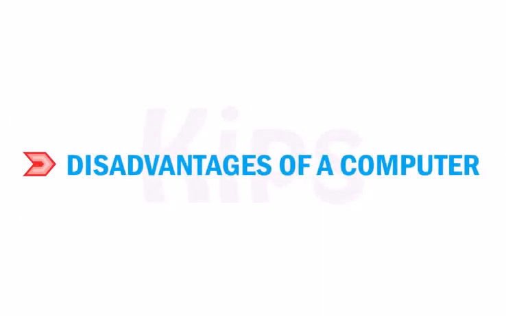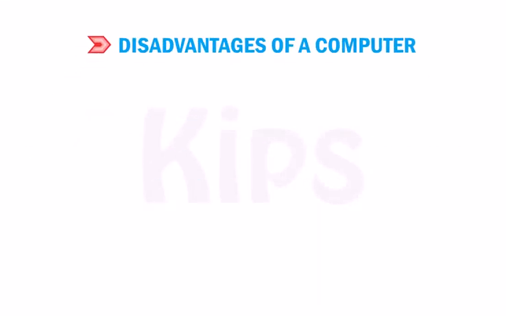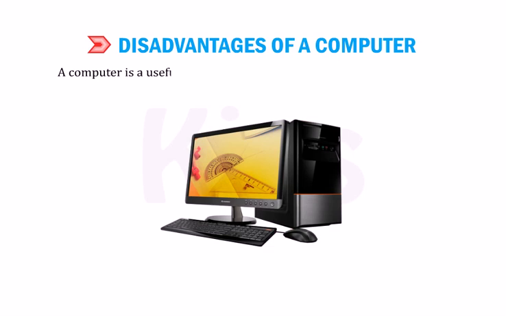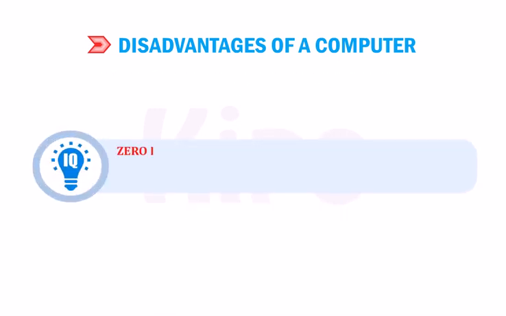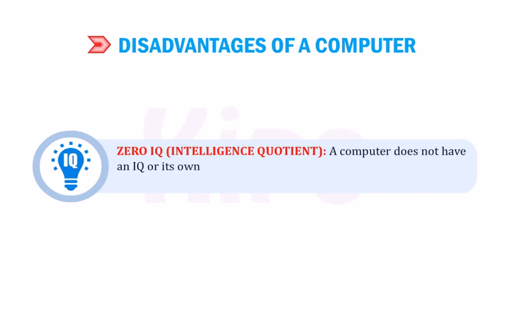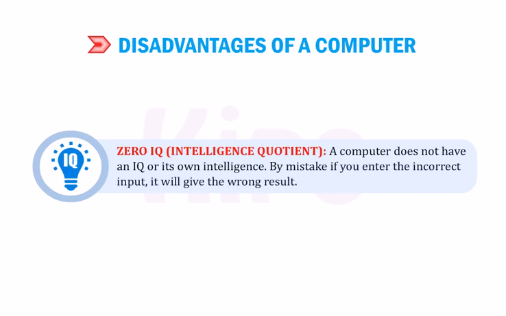Let us discuss the disadvantages of a computer. A computer is a useful learning tool, but it has some disadvantages too. Some of them are as follows. Zero IQ, intelligence quotient. A computer does not have an IQ or its own intelligence. By mistake, if you enter incorrect input, it will give the wrong result.